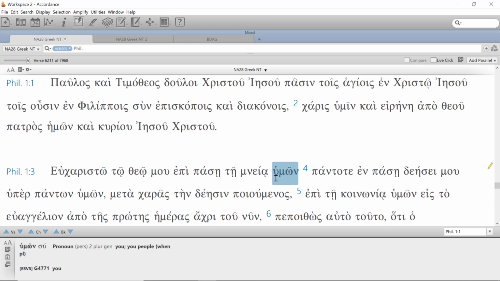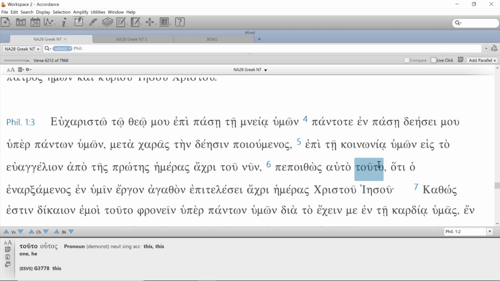We're going to talk a little bit in this class about phonology, which is probably one of the lesser important disciplines in our study of New Testament Greek, but still it's helpful to be aware of it. And in verse 4, I think we have a possible example of the importance of phonology. I'm going to say it in Greek, and maybe you can notice some of the sounds that emerge. We have pantote en pase desei mou huper panton humon.